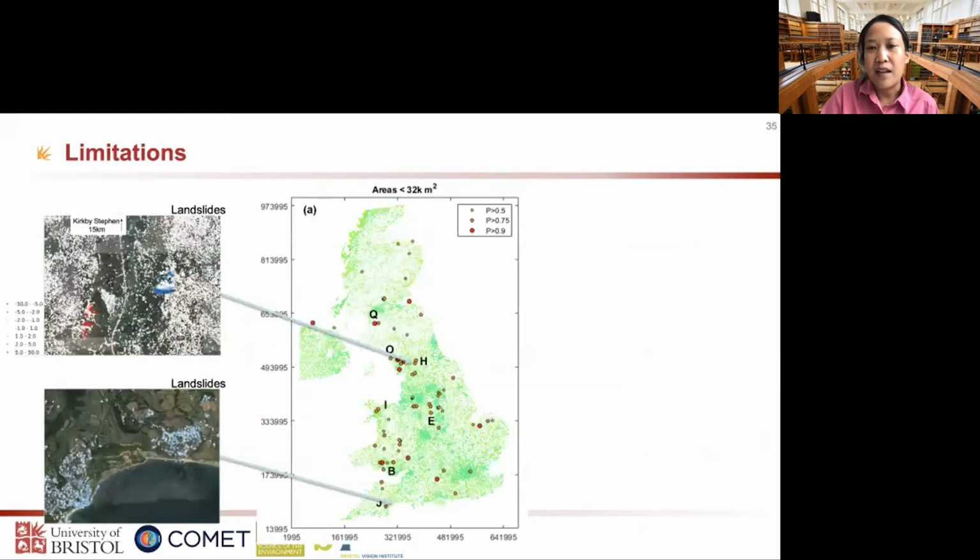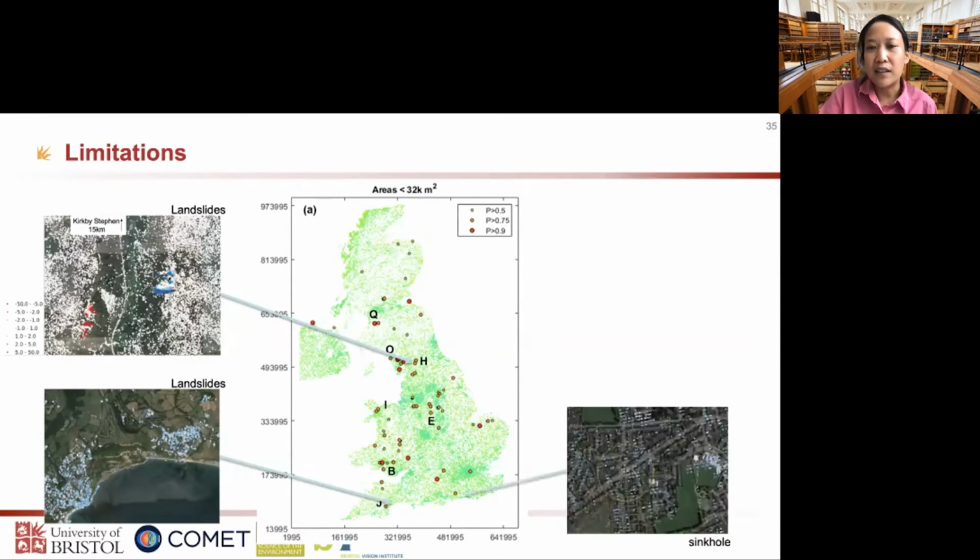There is, however, a limitation of using CNN alone. For example, landslides with significant horizontal motion were detected in the south of Kirkby Stephen, but the method didn't detect them in the other black veins on the west of Dorset. And not surprisingly, sinkholes cannot be detected at all because only one pixel moves.